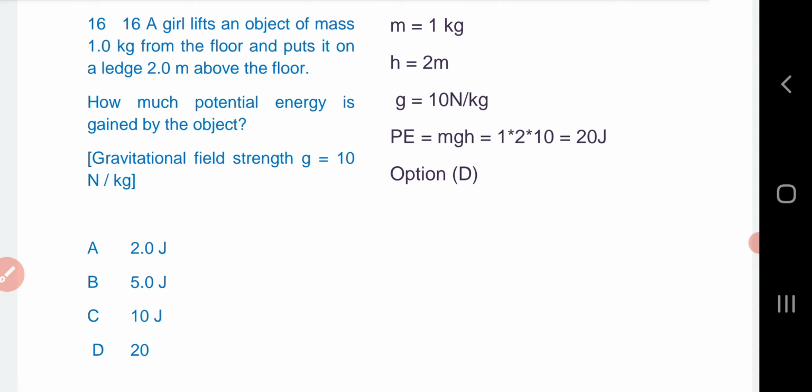And the answer is, the mass is 1 kg, height is 2 meter, g is 10 Newton per kg. We know that potential energy is mgh, and the potential energy is 20 joule. And the answer is option D.